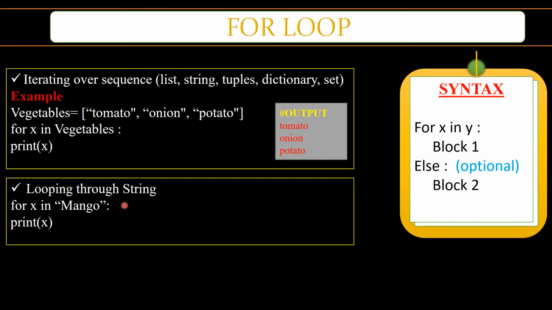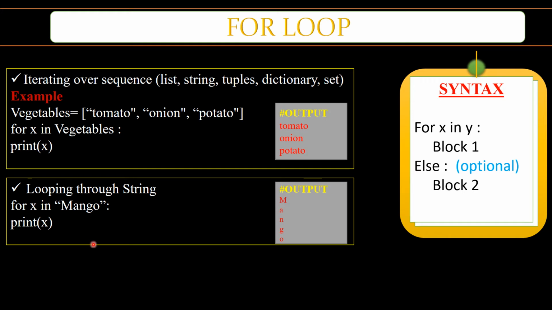Next we are going to see looping through a string. For x in mango, print x. Here, whatever the values in m, a, n, g, o, one by one the values will get printed. So this is an example for looping through a string.